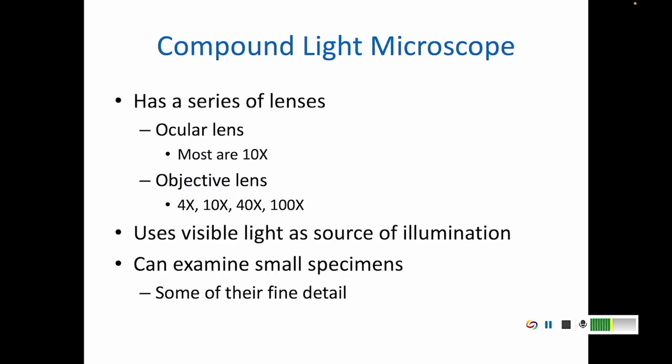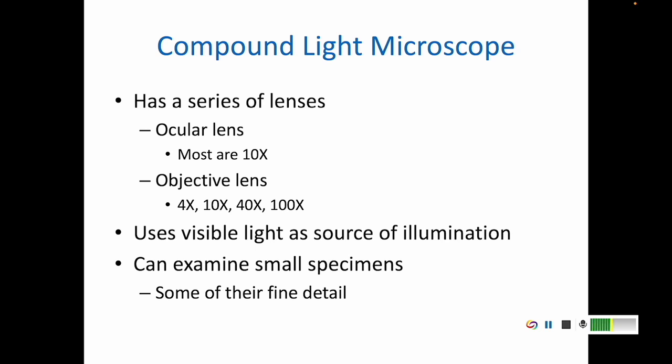In compound light microscopes, you have a series of lenses, ocular lenses and objective lenses. Ocular lenses are the part you look through. They're mostly around 10x. And objective lenses are the part that you can change to have increasing levels of magnification. In our lab, they're going to be 4x, 10x, 40x, and 100x.